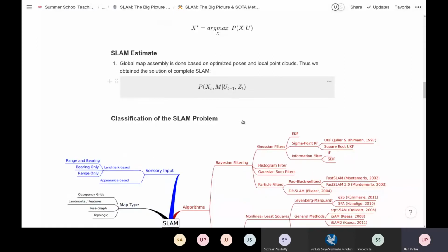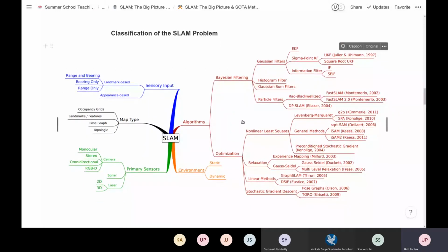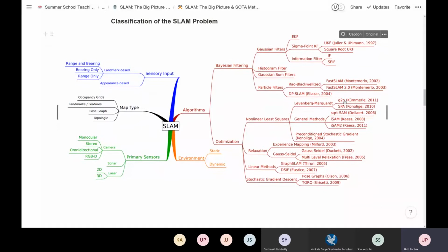Okay, now the classification of the complete SLAM pipeline. This picture tries to encapsulate all the major algorithms which have been developed in the past by researchers working in SLAM. This picture is taken from Nikolay Atanasov's thesis, also mentioned in the references. Currently, most of the state-of-the-art SLAM systems, like RTAB-Map SLAM and ORB-SLAM, use this g2o formulation. I will start from the left side, but I won't go deeper into any of the concepts, just saying.